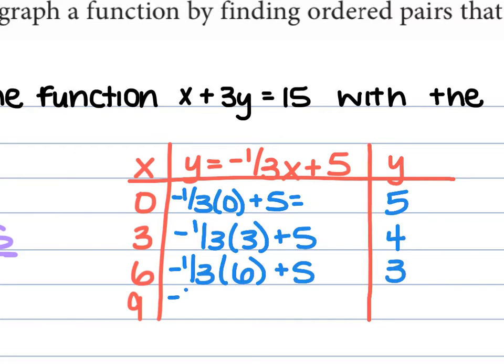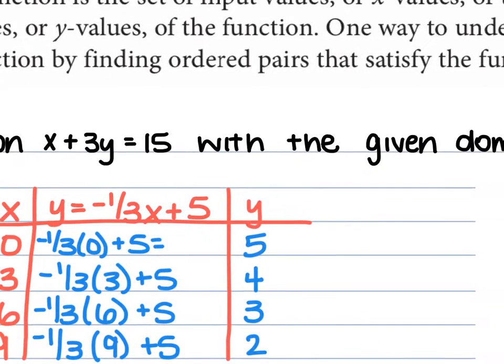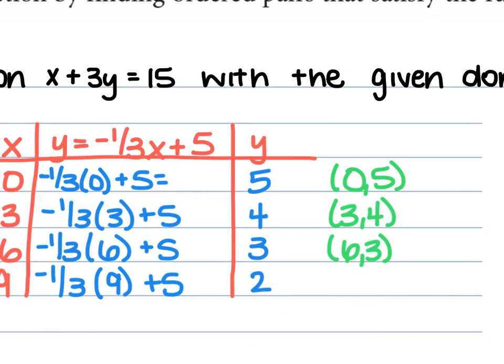And then we plug in the 9. Negative 1/3 times 9 plus 5. Negative 1/3 times 9 is negative 3. Negative 3 plus 5 is 2. So these are the ordered pairs of (0, 5), (3, 4), (6, 3), and (9, 2).